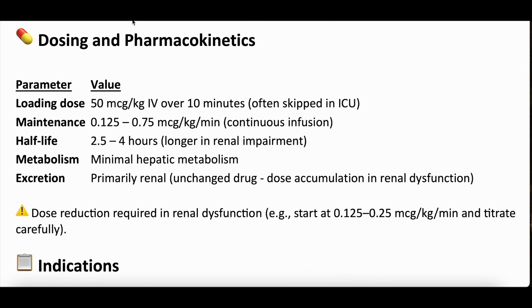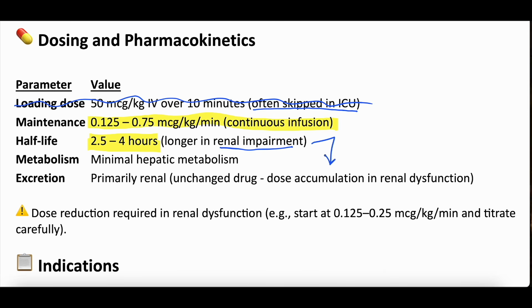There is a loading dose of Milrinone you can do, but this is often skipped in the ICU. Obviously not medical advice, but in our practice, we don't tend to load Milrinone, so we're just going to cross this out. The maintenance dose of Milrinone is 0.0125 to 0.75 micrograms per kilogram per minute of a continuous infusion. The half-life is 2.5 to 4 hours, so it does stick around for a little, especially in those with renal impairment.